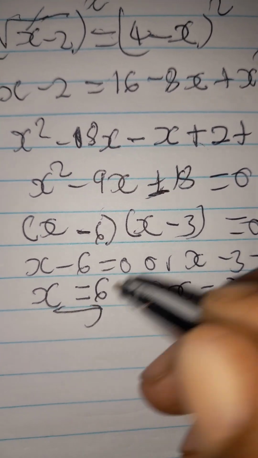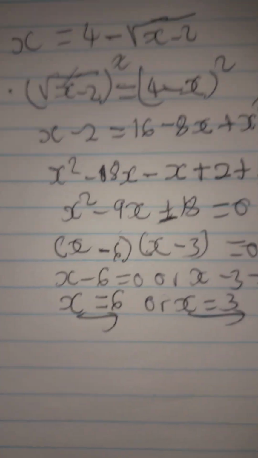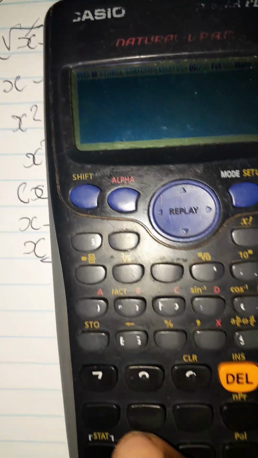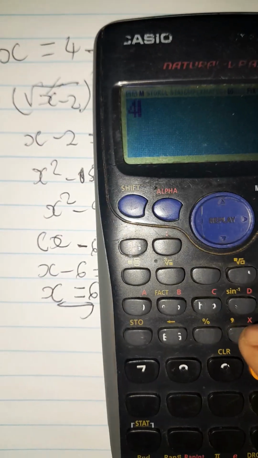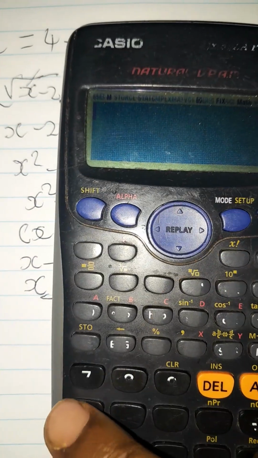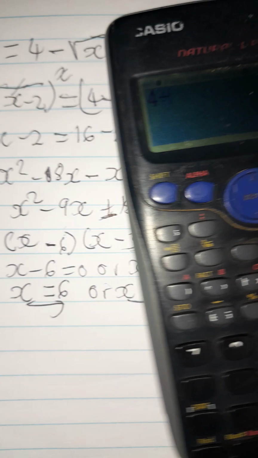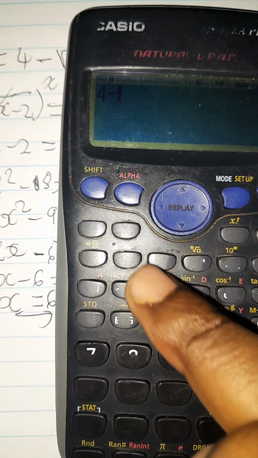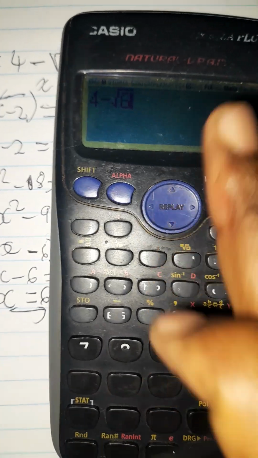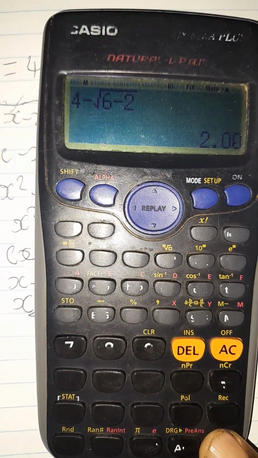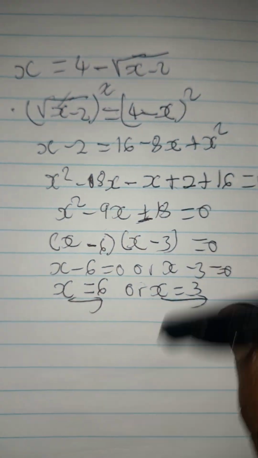You are not done, guys. This is a surd equation. We need to check for validity. Take your calculator there. Where there is an x, let's put 6. It will be 6 here. Let's go to the right and to the left hand side. So it's going to be 4 minus root of 6 subtracted by 2. What is that? It's 2, and this side is 6, so this means it's not valid here.